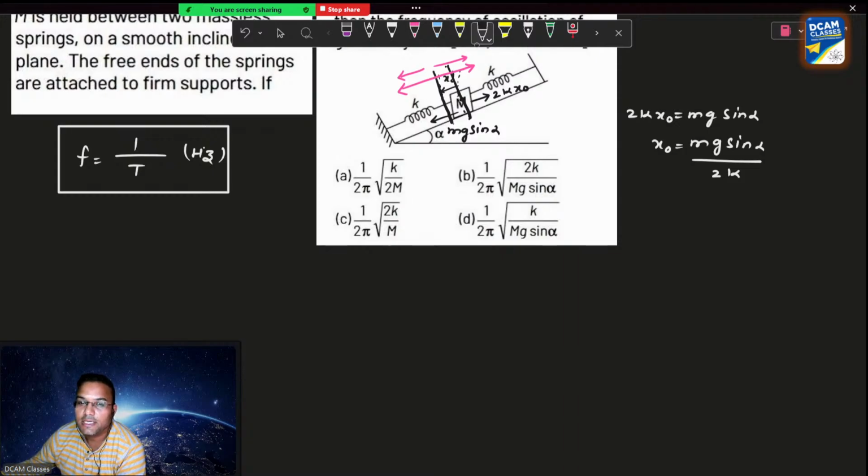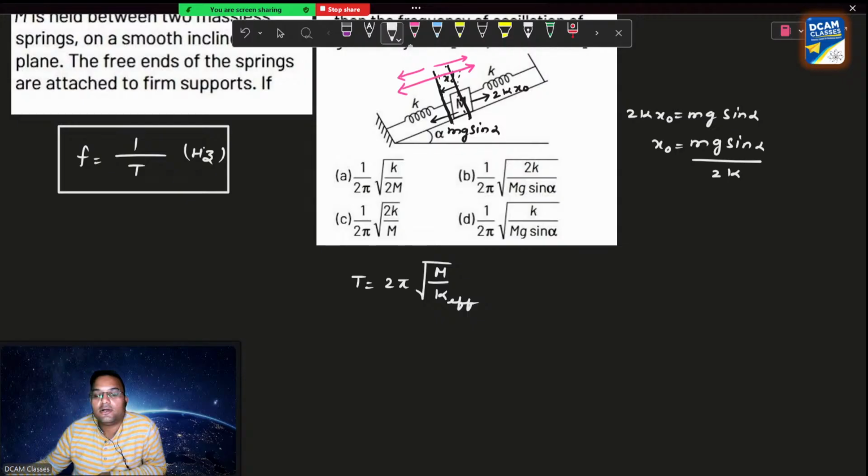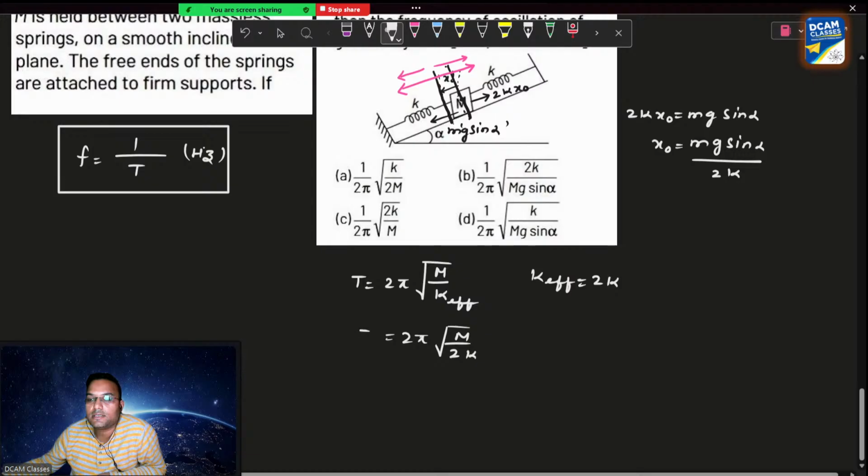But in the time period, how do you arrive at the answer? Time period is never dependent on the acceleration. It's 2 pi root over m by k effective only. So why do we bother about this g sin alpha or g cos alpha which is acting? The only thing that we have to do is find the k effective, and k effective will be 2k. So it will be 2 pi root over m by 2k. And if frequency is required, frequency is a reciprocal of this, it will be 1 by 2 pi root over 2k by m. That's what you got as the answer.